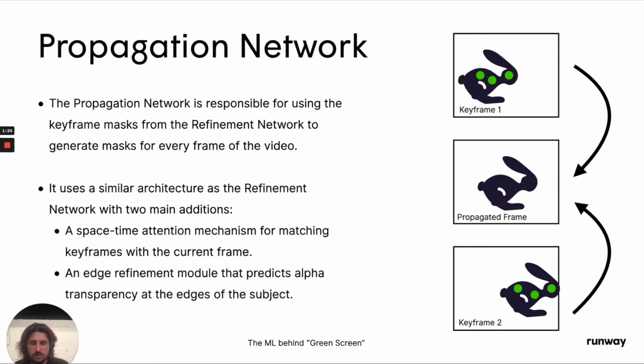The architecture that we use here is pretty similar to the refinement network. It's also a U-Net architecture, but instead of encoding just the input frame, we also encode the keyframe that we want to match against. And then we use a space-time attention mechanism that basically identifies how relevant each given frame and each part of the keyframe is to the frame that we're trying to mask.